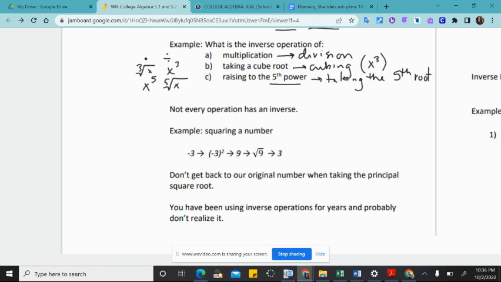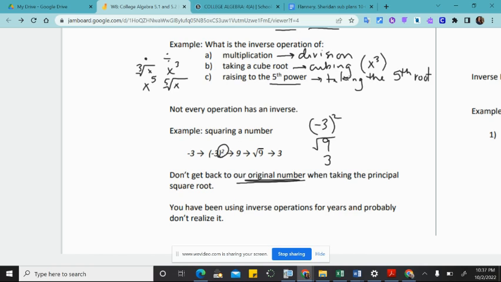But not every operation has an inverse. If we use -3 as an example, and we try the operation of squaring it, well, -3 squared is 9. So if we wanted to go backwards to get back to -3, the opposite of squared is square root. But we take the square root of 9, we get +3. That's not exactly what we started with, right? So that's not back to our original number when we only took one of the square roots. It didn't work for us.